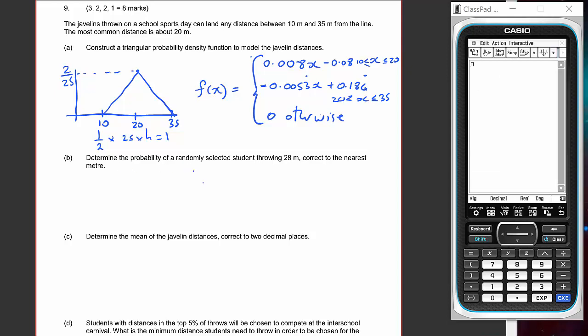Determine the probability of a randomly selected student throwing 28 meters correct to the nearest meter. Well, that means that they've thrown between 27.5 and 28.5. And we can do that as an integral from 27.5 to 28.5 of, and it needs to be this bit, so the negative 0.0053 recurring x plus 0.186 recurring.